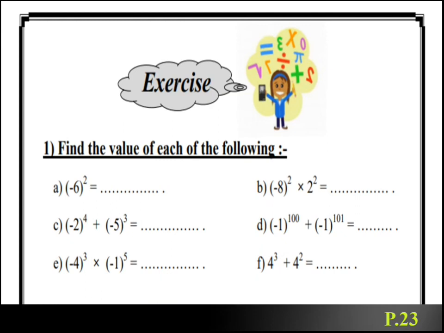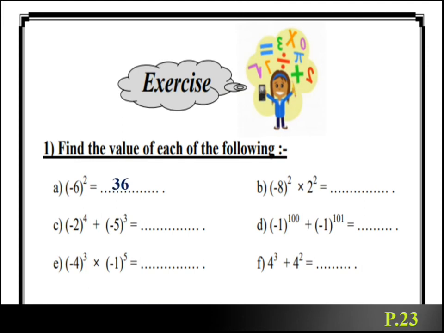Let's check. The first one, here we don't have any steps because we don't have any signs. So put on your calculator -6 between brackets, you have to put it between brackets, power 2. Okay? On your calculator, the answer will be 36.